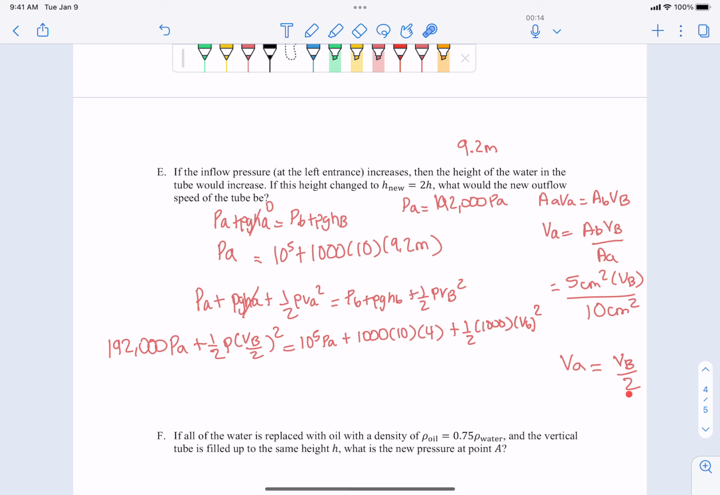Since I have this in terms of VB, I can just throw it into this equation. Now that I have VB as the only unknown variable, I can solve for VB. I hope that by the time I reiterated all this, you got VB close to 12 meters per second. I think I got 11.8, or 11.78 meters per second, for VB.